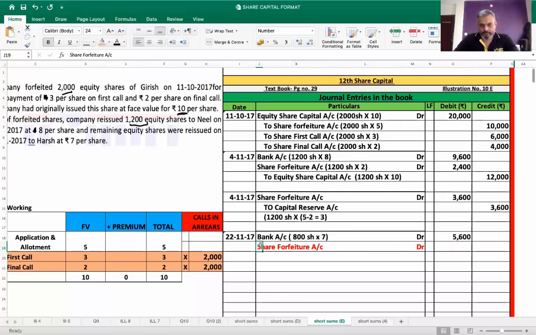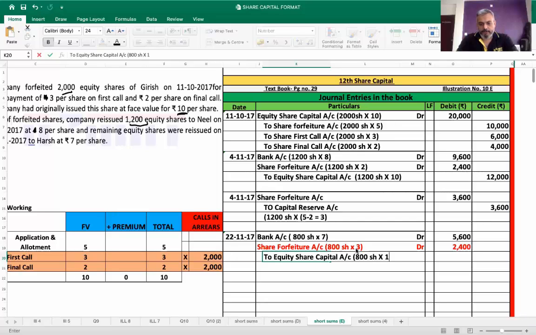Amount is 800 shares into rupees 3 per share, 2400. To equity share capital account, 800 shares into 10, 8,000.